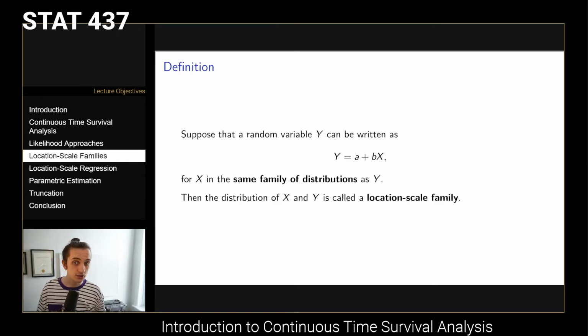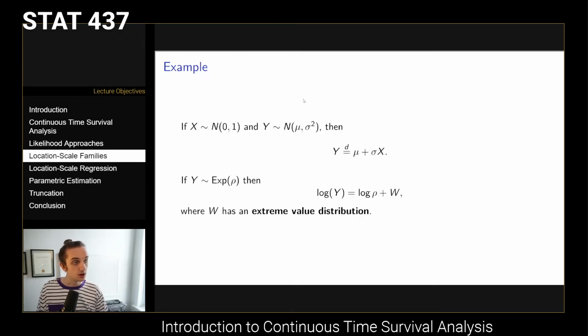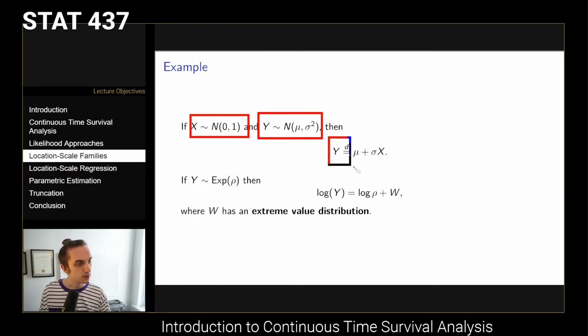And any distribution that can be broken down into this form is called a location scale family. The reason that we like these is because they're quite convenient, right? We can multiply them and we can shift them around, and that doesn't change which family we are working with. So the example that I was just walking through: if you take x to be standard normal and y is a normal with mean mu and variance sigma squared, then y is equal in distribution to this expression, mu plus sigma times x.